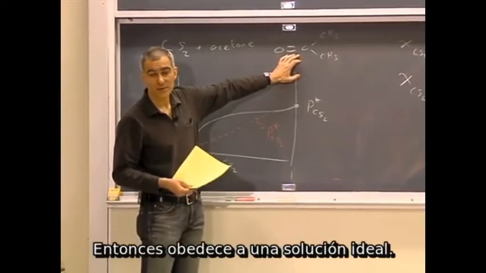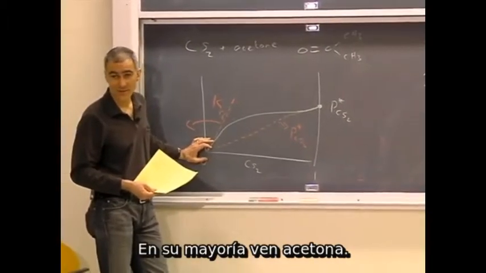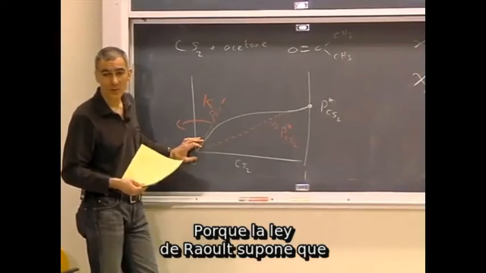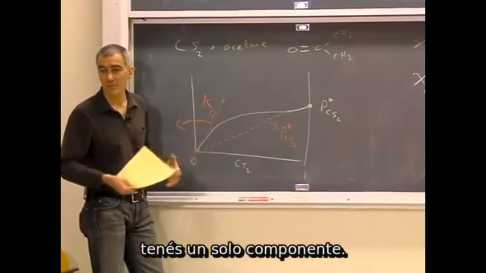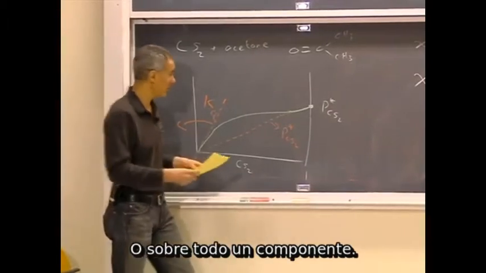So it obeys an ideal solution. Here, they don't see any other CS2 molecules. They mostly see acetone. And so Raoult's law is going to fall apart because Raoult's law assumed that you have a single component, basically, or mostly one component.